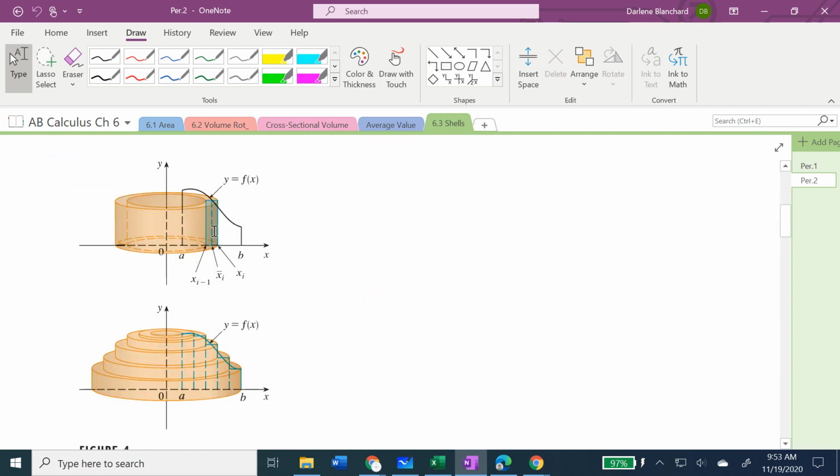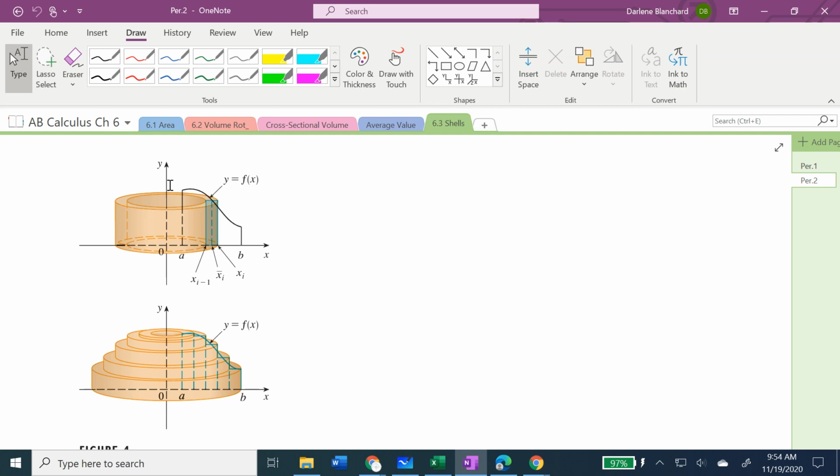So if I were rotating about the y-axis, when I'm using the disc method, I would have radii that are perpendicular to that axis, and I would have horizontal rectangles. With the shell method, I take vertical rectangles right exactly where the region sits, and each rectangle holds its distance to the axis of rotation and floats around and creates a nice little cylinder.